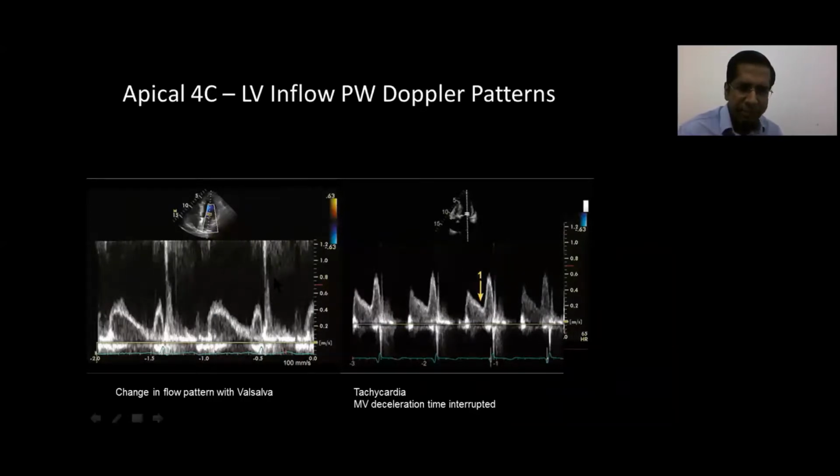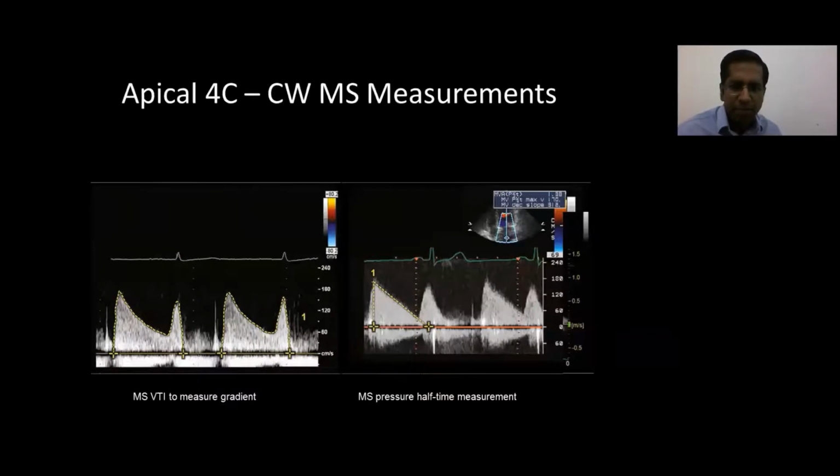Sometimes you may need to use Valsalva for left atrial pressure assessment. That I'm not going to go into. But sometimes when you have tachycardia, you can have fusion. The important point to note here is that this velocity, this point where the E wave ends and the A wave takes off, if that velocity is greater than 20 centimeters per second, then your deceleration time is not accurate. So don't measure deceleration time in that particular case.